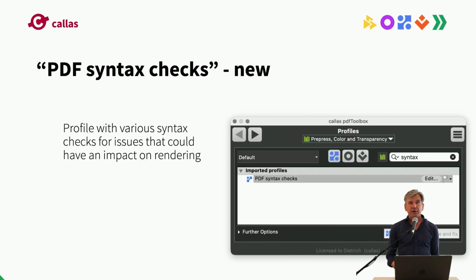What is new in pdfToolbox 17, though, is a new profile that checks for syntax issues. So you have in prepress library a new profile that is called PDF syntax checks, and that summarizes all the various checks that we have in pdfToolbox that check for syntax issues and only for those ones that are severe enough to potentially have an impact on rendering.